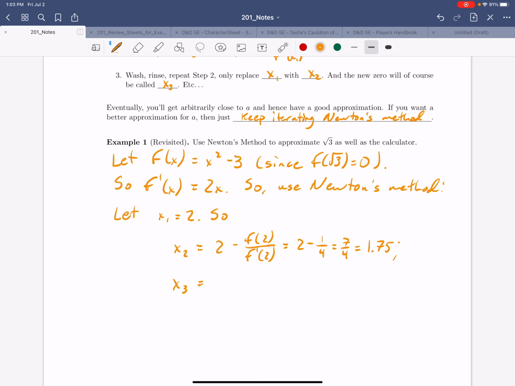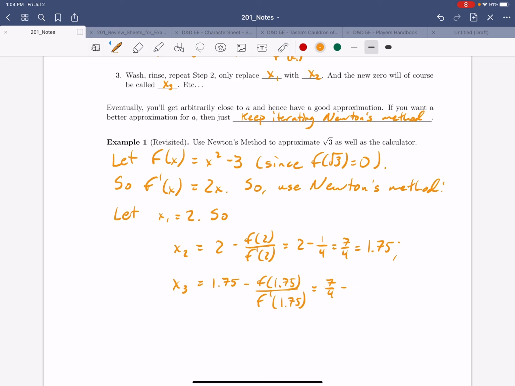So x3 is going to equal 1.75 minus f of 1.75 over f prime of 1.75. And by the way, how are you going to do this? Well, I think it might be easier to use fractions in this case. I'll just do this out, right? It's 7/4 minus, okay, f of 7/4, right?